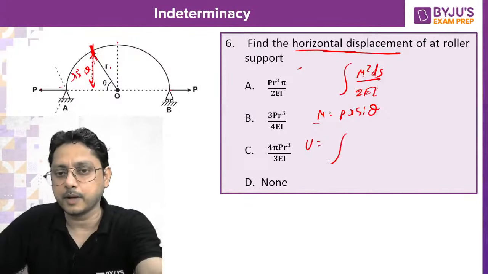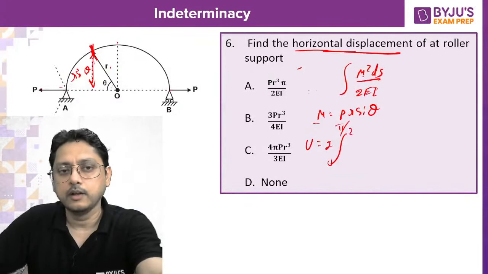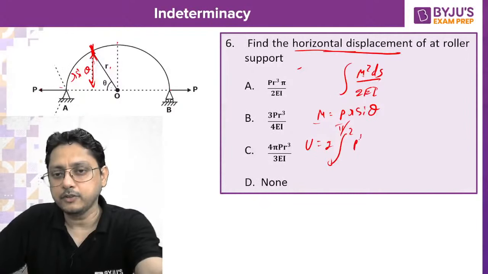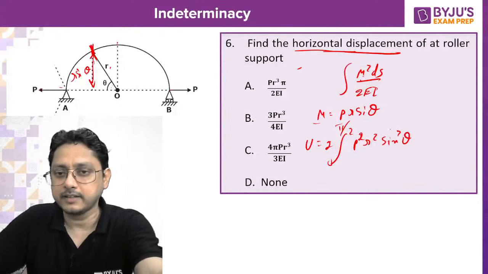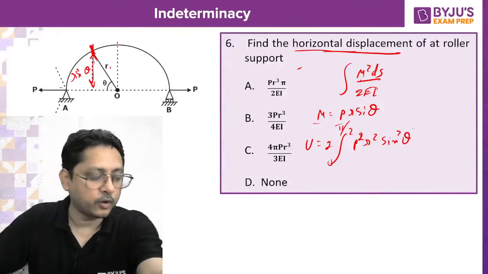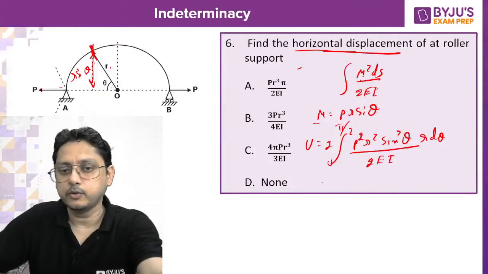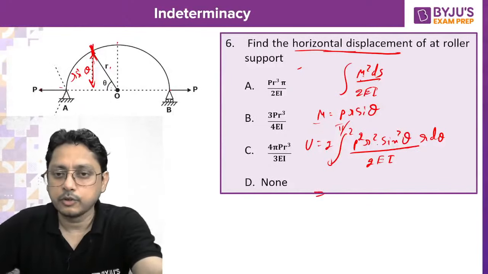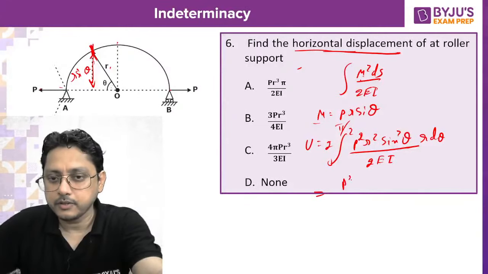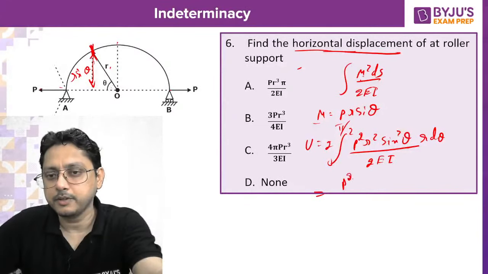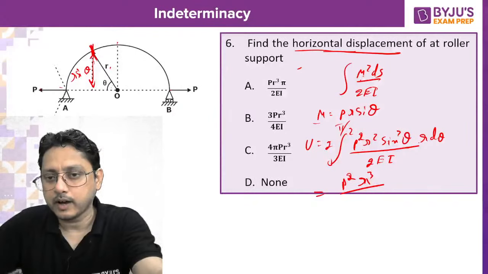So total strain energy will become twice the integral from 0 to pi by 2, and M square is nothing but P square R square sine square theta. Simply instead of M you have written PR sine theta, and ds I can write as R d theta, divided by 2EI. How much will you get here? So P square, the 2 will get cancelled, and you will get P square R cube divided by EI.